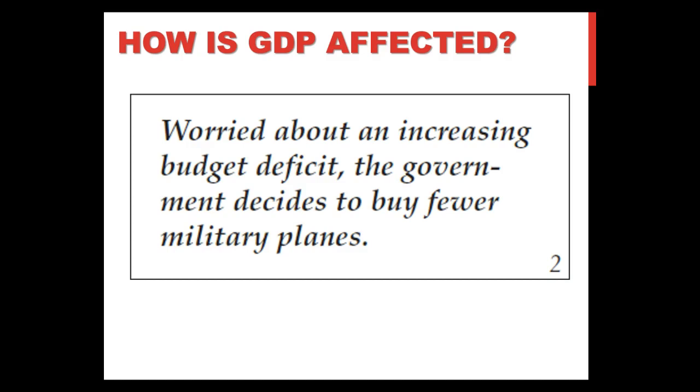Or this situation, people are worried about an increasing budget deficit. The government decides to buy fewer military planes. So the government is spending more money than it's taking in taxes. People are concerned by this, so maybe the government decides to spend less money. In which case we would see GDP shrink, because now the government component, that G component of C, I, G, and net exports, is getting smaller.